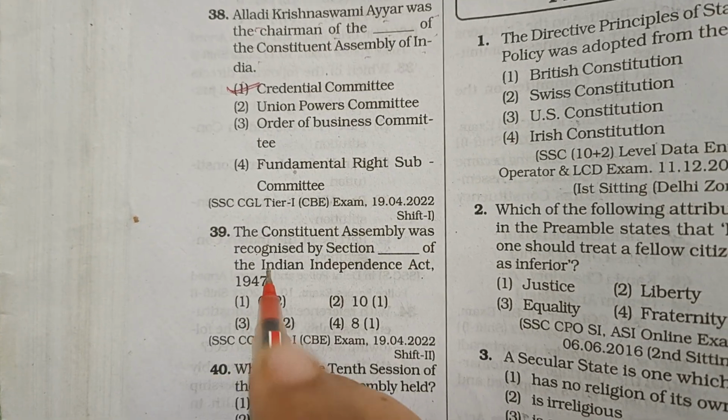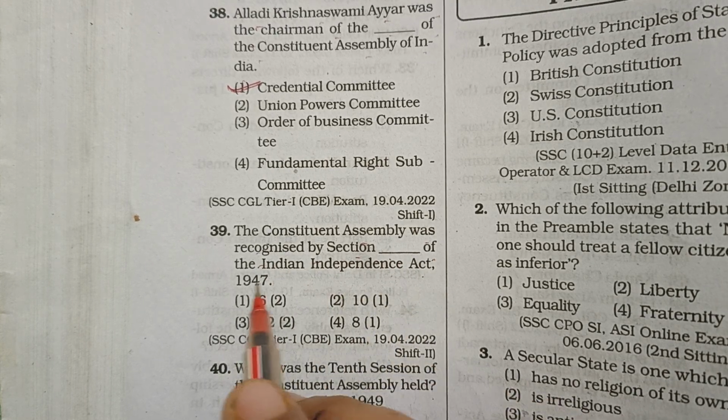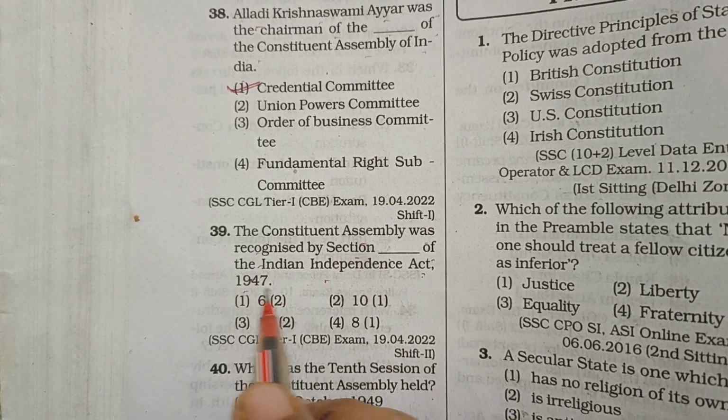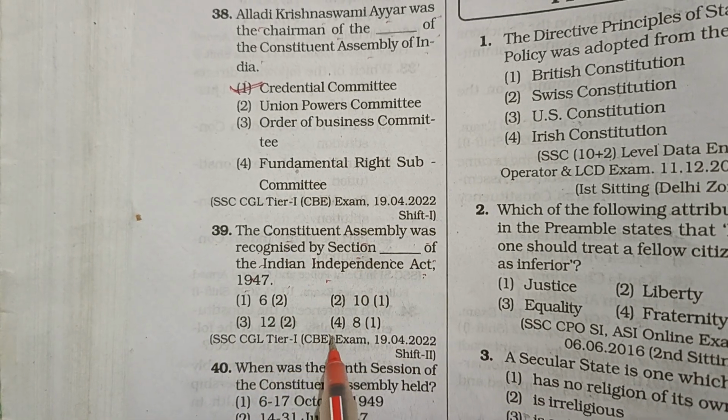Next question है: The Constituent Assembly was recognized by Section dash of the Indian Independence Act 1947. The Constituent Assembly was recognized by Section 8(1).